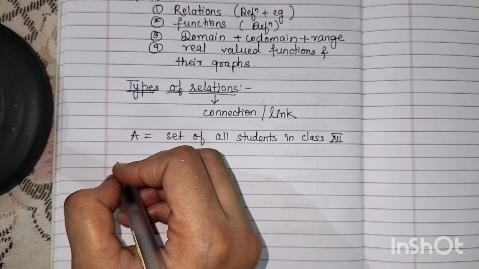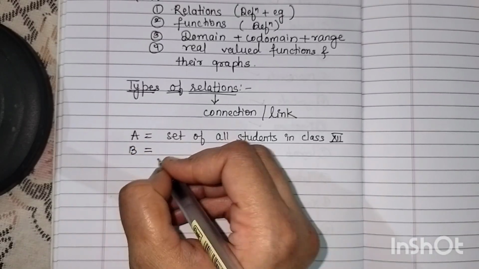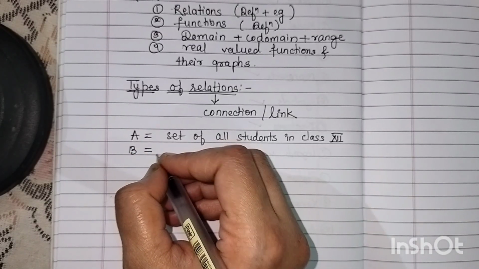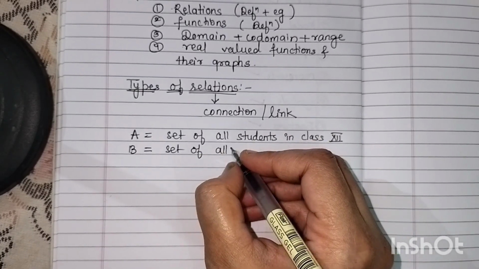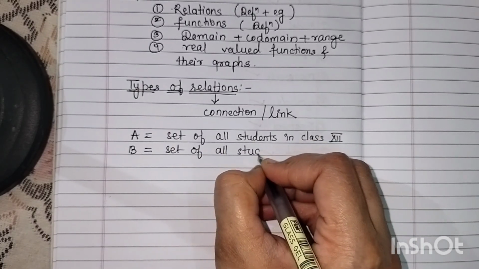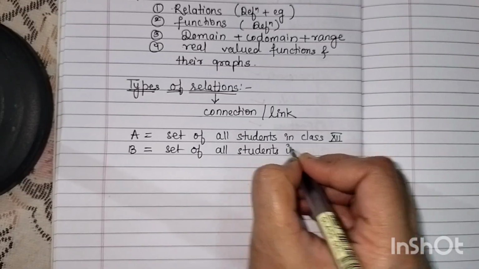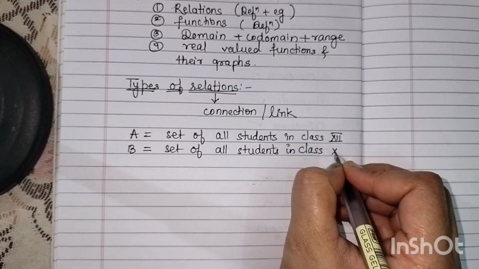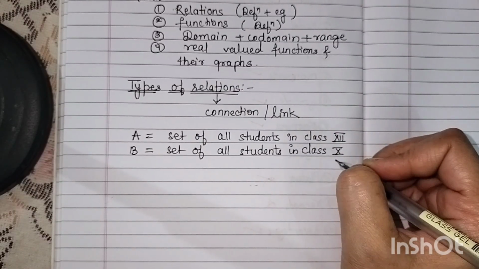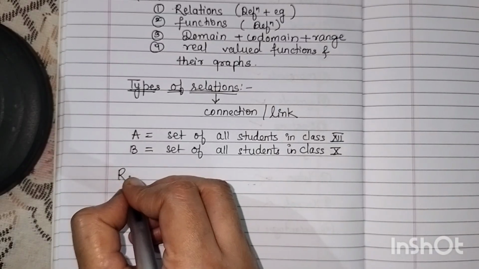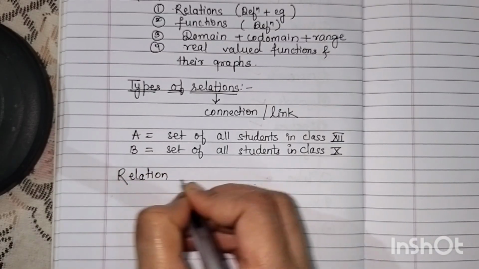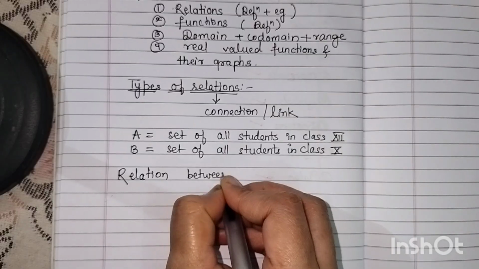Then you have B, say again, the set of all students in class 10th. Okay, and these two are from the same school. So you have to find a relation. Now we will define a relation between A and B.